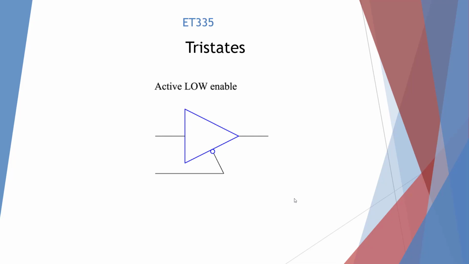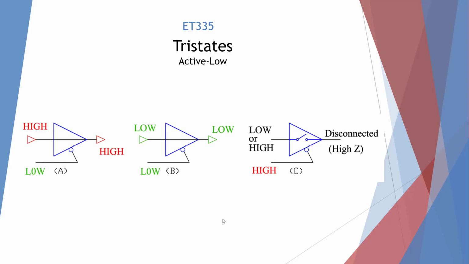Here I'm showing an active low enable tri-state, and you see the bubble here, and this says that we're looking for an active low enable. So if this one goes low, then this device will be activated. Okay, so here are our active low tri-states.